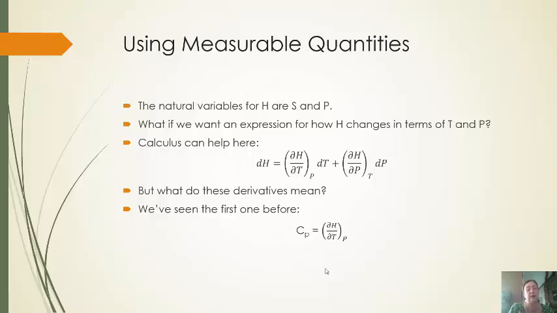Well, calculus is very helpful at this point. So, change in H, dH, is the derivative of H with respect to T, holding pressure constant, times dT, plus how H changes with P, holding T constant, times dP. That's fine, but what on earth does any of this mean? Well, the good news is dH/dT at constant pressure, I've seen that guy before. We named him C sub P.